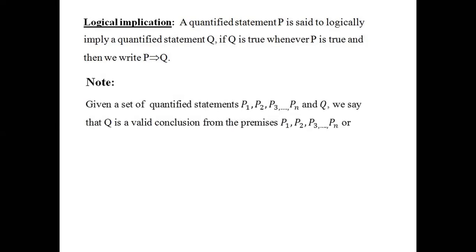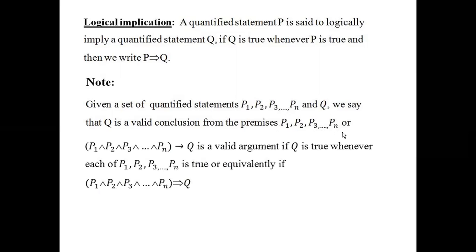Note, given a set of quantified statements P1, P2, P3, etc. up to Pn, and another quantified statement, say Q, we say that Q is a valid conclusion from the premises P1, P2, P3, etc. up to Pn, or P1 and P2 and P3 and etc. up to Pn, conditional Q is a valid argument if Q is true whenever each of P1, P2, P3 up to Pn is true. Or equivalently, we can write down the expression P1 and P2 and P3 etc. up to Pn implies Q.